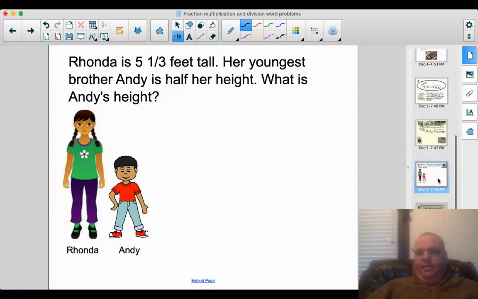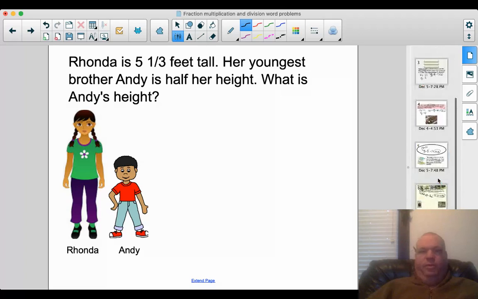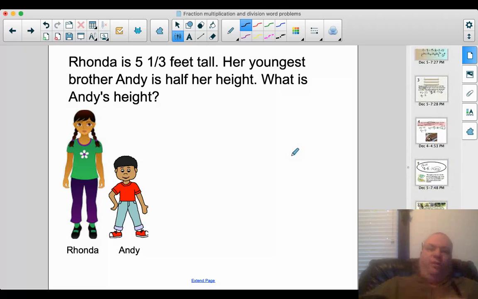All right, let's do a couple more. So Rhonda is 5 1/3 feet tall. Her youngest brother Andy is half her height. What is Andy's height? So again, for Andy's height, we want to know half of Rhonda's height. So I want to know what half of 5 1/3 is.